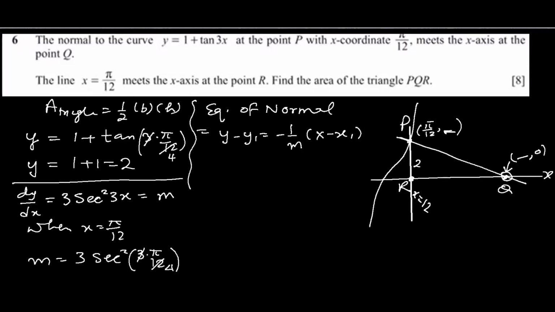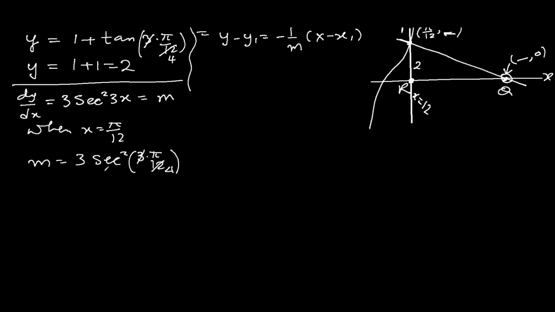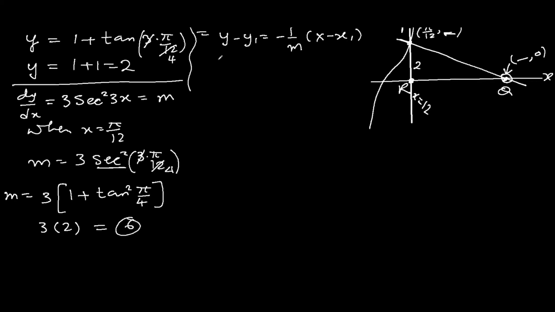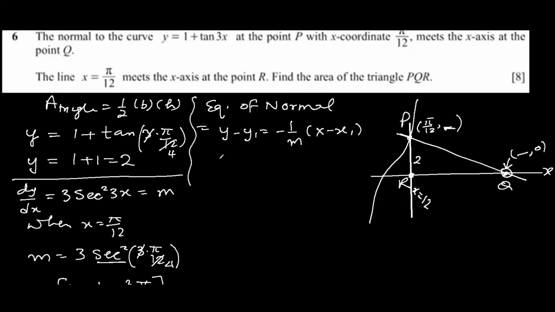Alright. Now, secant square is not on our calculator, so we can use the identity: m equals 3, and secant square is 1 plus tan square, with the angle pi by 4. We know tan pi by 4 is 1, so 1 square is 1. So 3 times (1 plus 1, which is 2) is 6. That's m. Now we need to complete the equation of the normal.